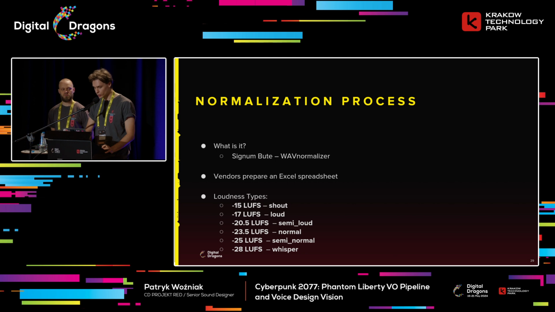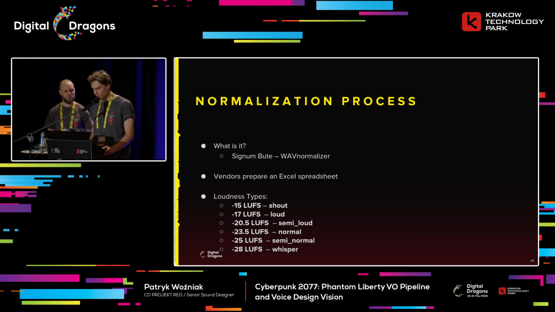The tool is called Butte Normalizer. It gets as an input the delivered files already divided to folders based on their loudness level. This is done automatically by an executable which runs the normalizer. In our delivery requirements for external recording vendors, we ask for an Excel sheet with loudness types sorted by categories. The loudness is based on LUFS, which is a loudness measuring standard commonly used in media.